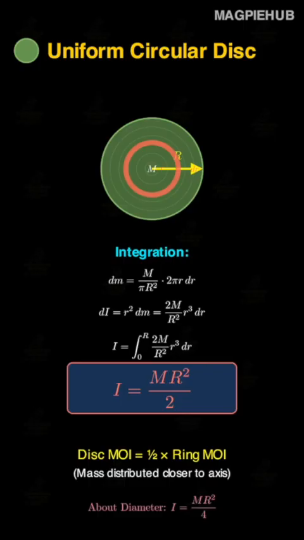Why? Because in a disk, mass is distributed from center to edge. Some mass is closer to the axis, reducing the overall MOI. About a diameter, I equals mr squared divided by 4.